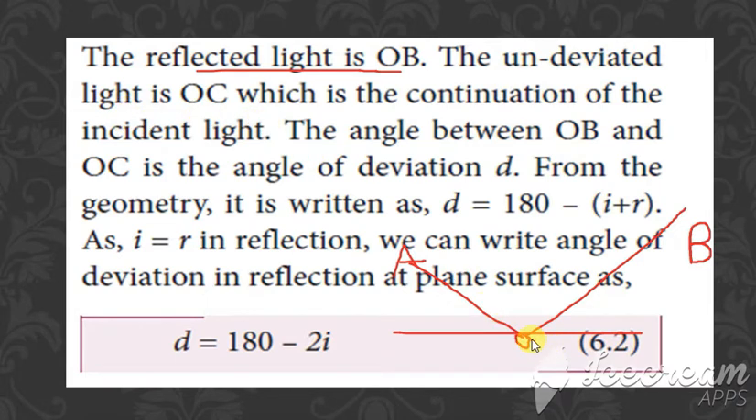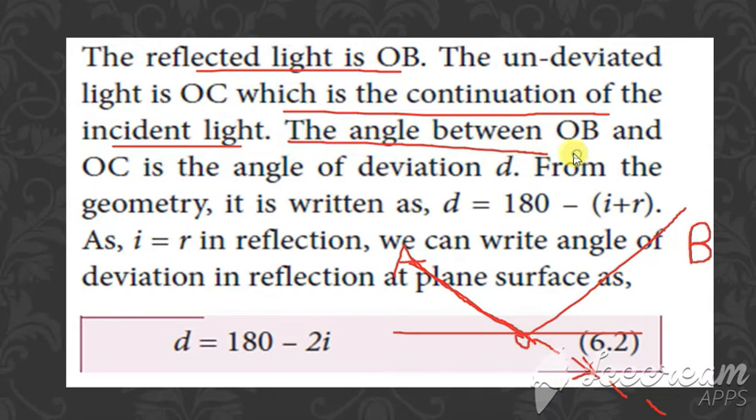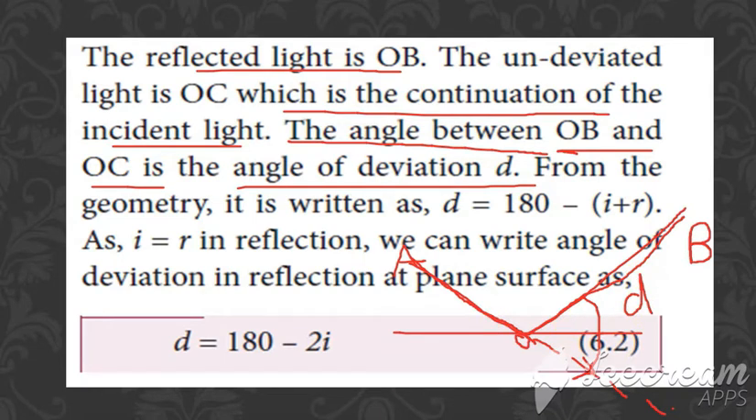The undeviated light is the continuation of the incident light. This is the incident light, right? So we just extend that incident light, so that this becomes the undeviated light. The angle between OB and OC is the angle of deviation. So the angle between the reflected ray and the undeviated light is called the angle of deviation. That gives the value D.